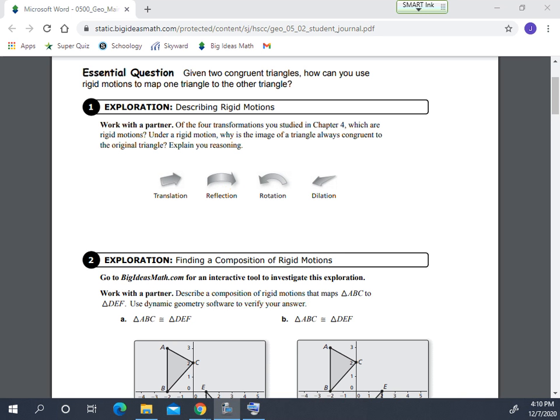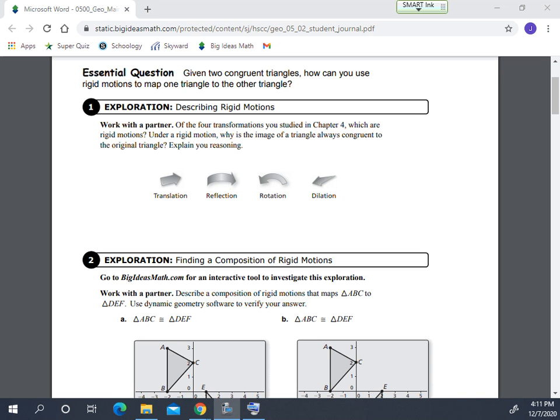Okay, 5.2 notes. We're going to be somewhat reviewing chapter 4 stuff from trimester 1. When we ended chapter 4, we talked about transformations. Okay, and in transformations we had rigid motion.